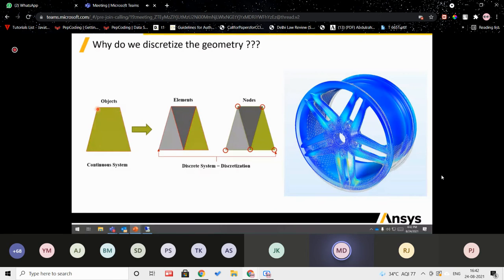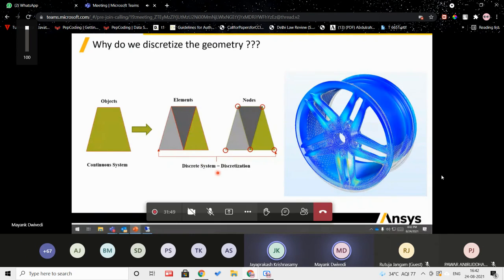So let's suppose here I have discretized it with a known shape of three triangles. So I know the area and everything, and I know the parameter relations. So I can simply extract the results with these known quantities. In the same way, we have discretized this object with elements and nodes. So these two systems will give you a discrete system, and discretization is done.